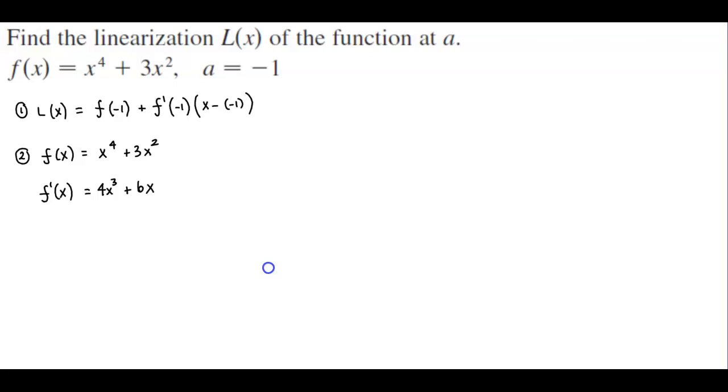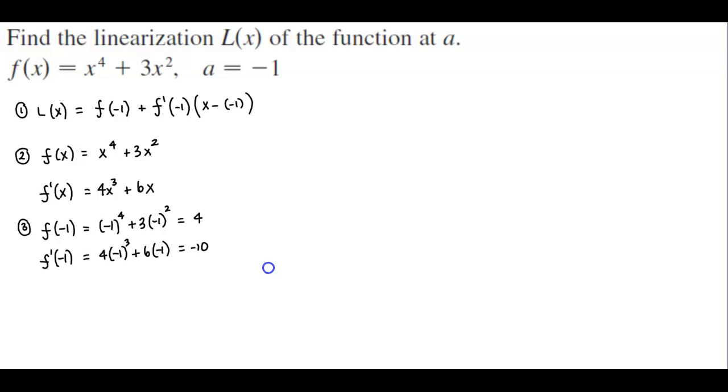Okay, so what we need to figure out is, what is f of -1? So we know f of -1, if we plug it into our function, is -1 to the 4th plus 3 times -1 squared. And therefore 1 plus 3 is going to give us 4. And then we want to find f prime of -1. So that's going to be 4 times -1 cubed plus 6 times -1, and that's going to give us an output of -10.